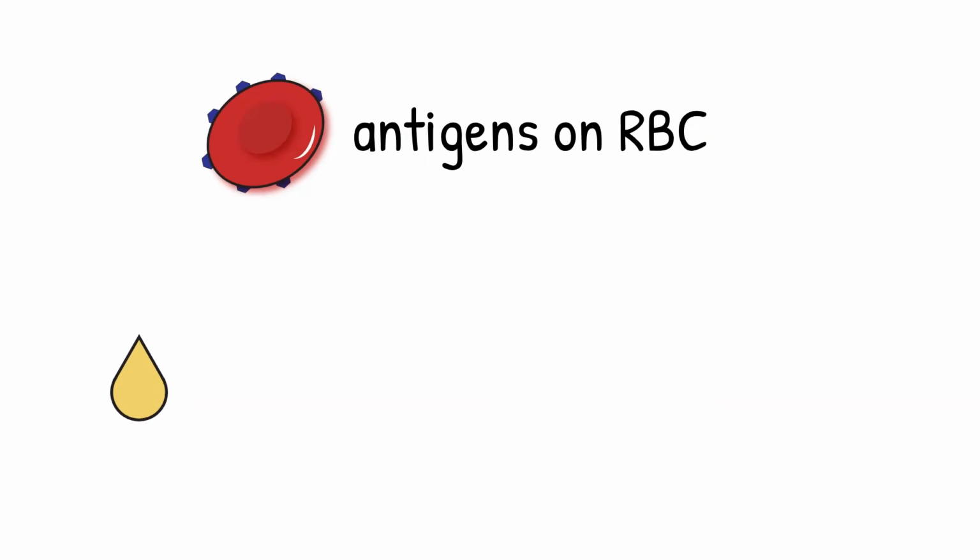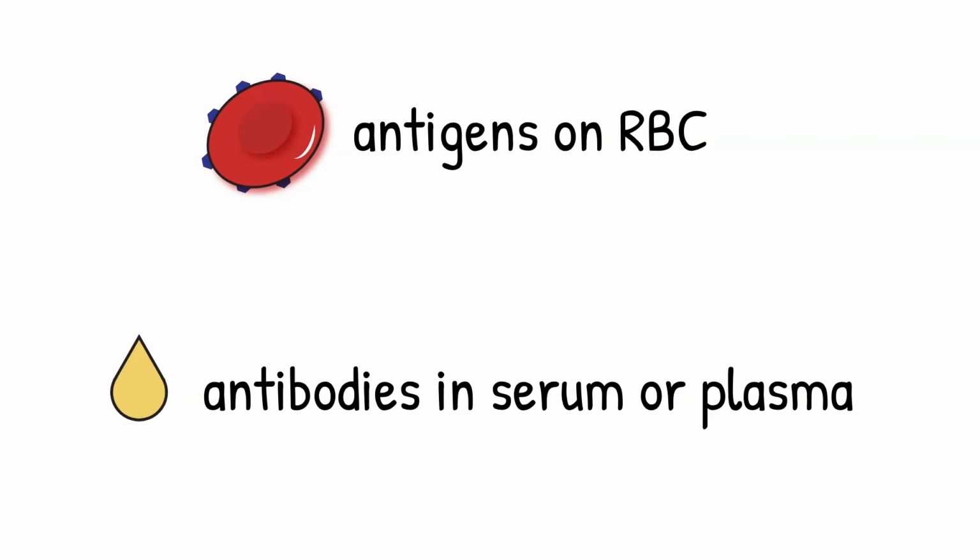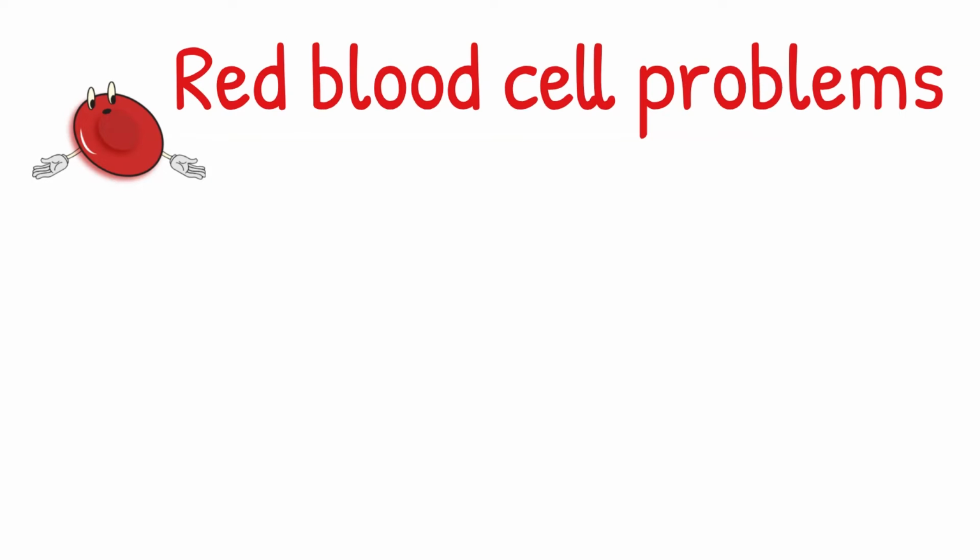If you keep these two things straight, then you will have an easier time understanding this concept: antigens on red blood cells, antibodies in serums or plasma. Let's start with red blood cells problem. Red blood cells problem is when the red blood cells give an unexpected result.